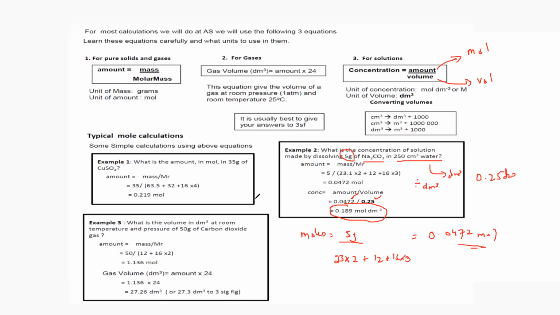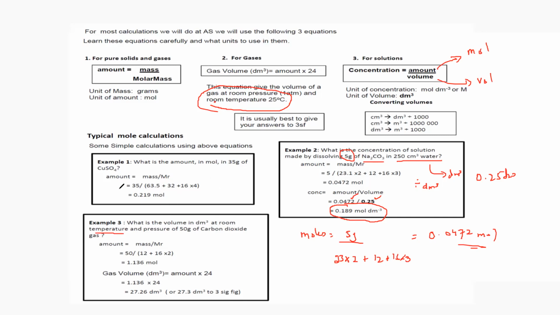And about the third one: what is the volume in dm cube at room temperature? So room temperature is considered as 25. Because if the question specifies room temperature, you consider that as 25. Otherwise, if the temperature is not 25, then you cannot use this formula. Then we use another formula that we'll discuss later in the class.